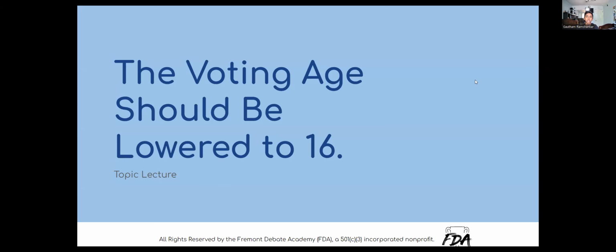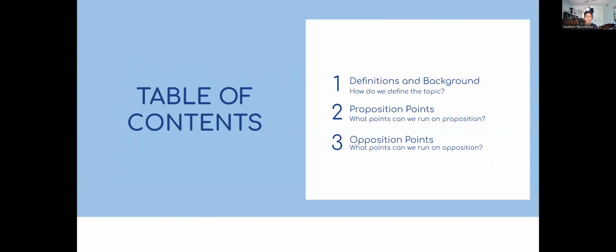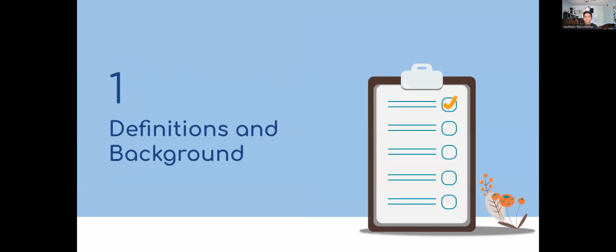In this video, we're going to be discussing the topic, the voting age should be lowered to 16. Let's get started. Here's just a brief overview of what I'm going to be covering in this video. First, I'll be providing some context for this topic, just some definitions and background information, just so we understand how to approach this topic. And then I'll be looking at the proposition and opposition points.